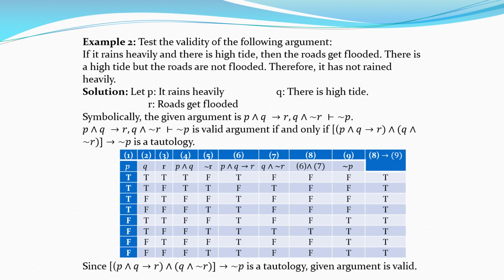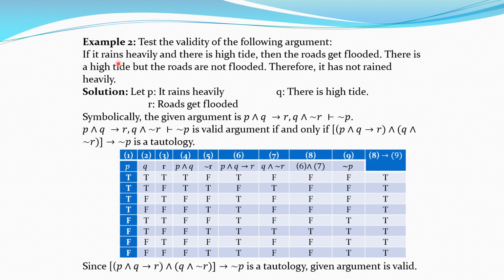Now one more example. Test the validity of the following argument. If it rains heavily and there is high tide, then the roads get flooded. There is a high tide, but the roads are not flooded. Therefore, it has not rained heavily. Now, here the argument is not given in symbolic form. So, first we have to assume the statements in terms of propositional variables and convert it into symbolic form.